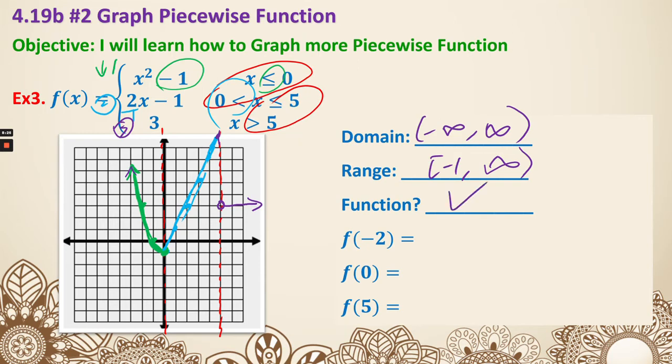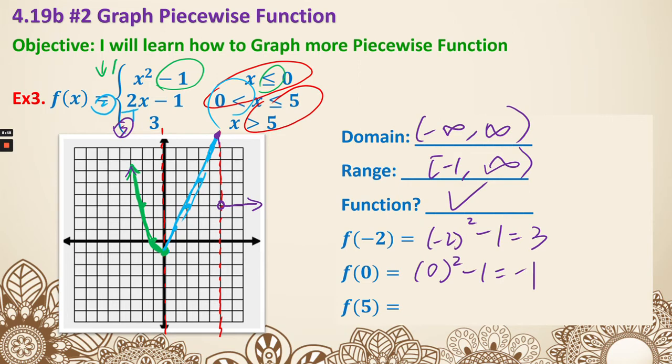It is a function because this point is a solid, the bottom is actually an open circle. F of -2, I'm going to plug into the first one, -2 squared minus 1 is going to be a 3. F of 0, 0 is actually included in the domain for the first equation, so it's got to be 0 squared minus 1, which is -1. 5 is actually included in the second equation.